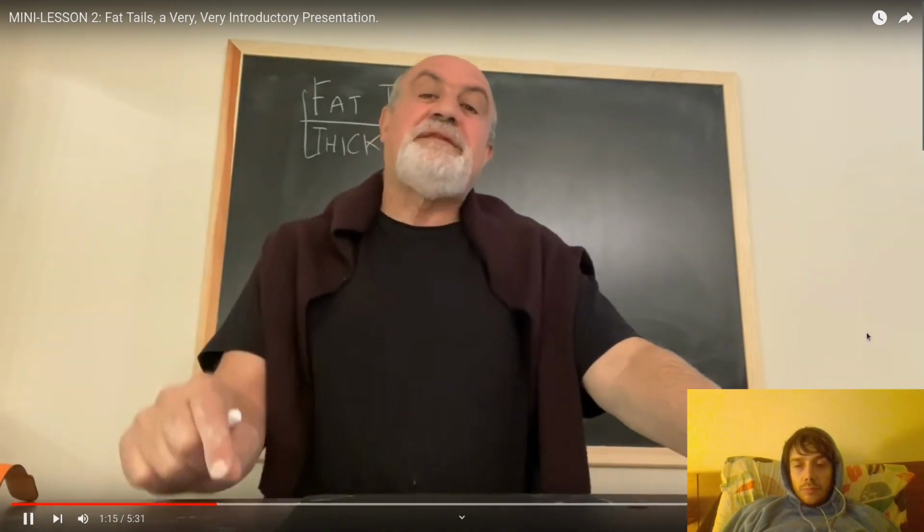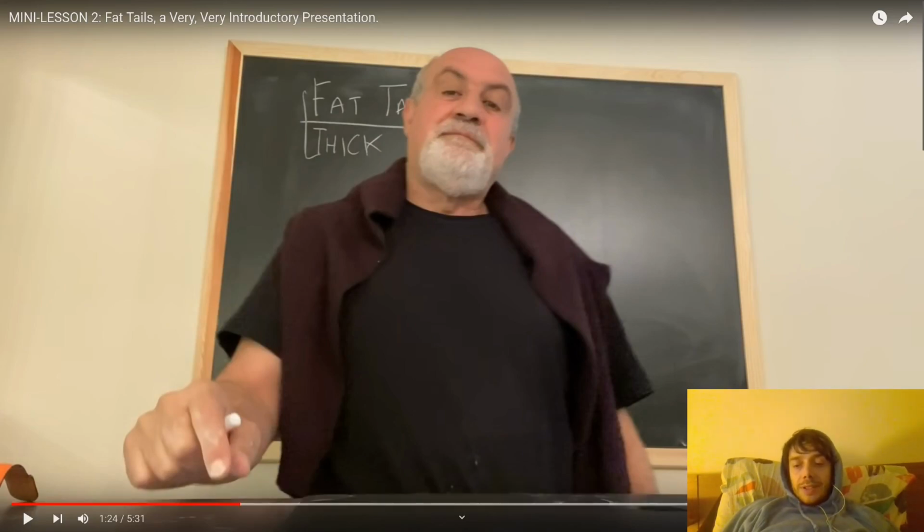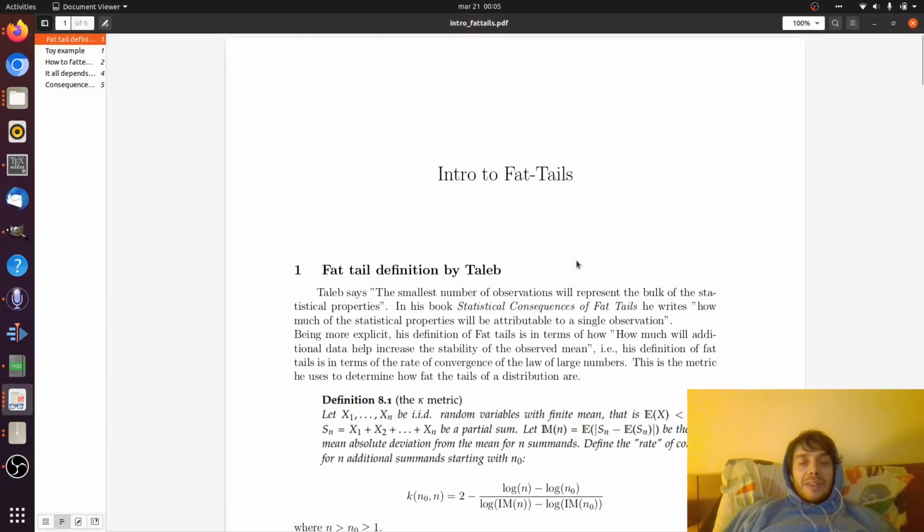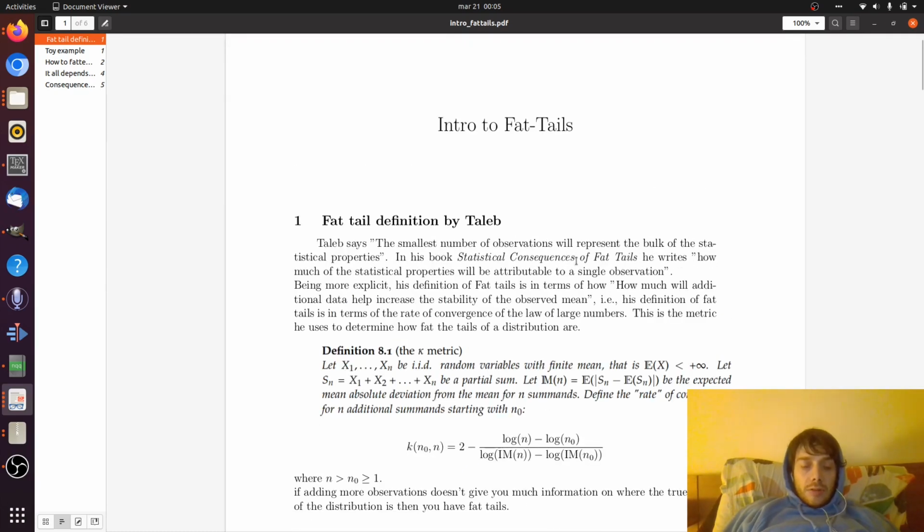So the definition of fat tail is: the smallest number of observations in a given data set will represent the bulk of statistical properties. Okay, so what does Professor Taleb mean by this? Professor Taleb is introducing his definition of fat tails.